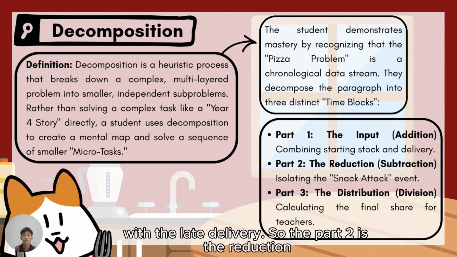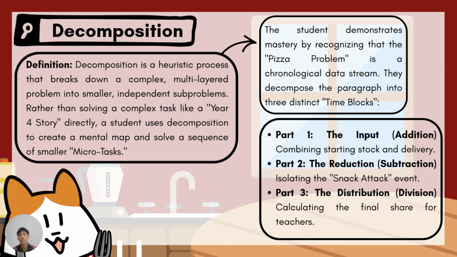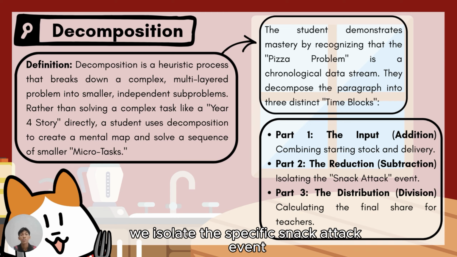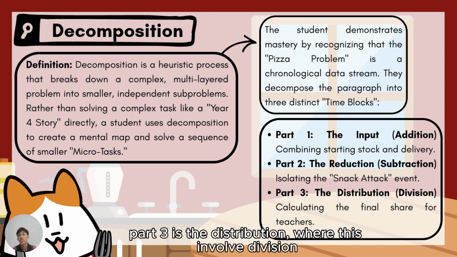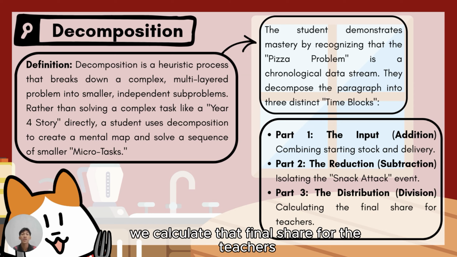So part 2 is the reduction. This requires subtraction. We isolate the specific slash attack event where the prefects take their share. Part 3 is the distribution, where this involves division. We calculate the final share for the teachers.